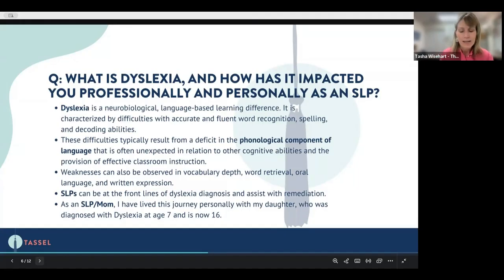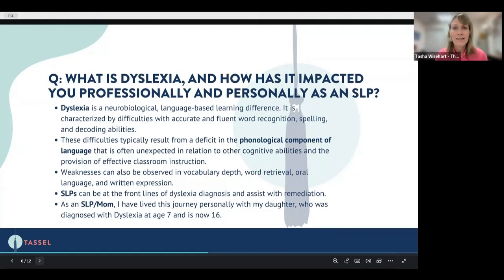So, of course, working here and learning about it, it is a neurobiological language-based learning disability. If you have dyslexia, it is impacting the language learning areas of your brain. Some of the key hallmarks are that word recognition is weak. You might have spelling weaknesses. That phonological piece is just not really strong.